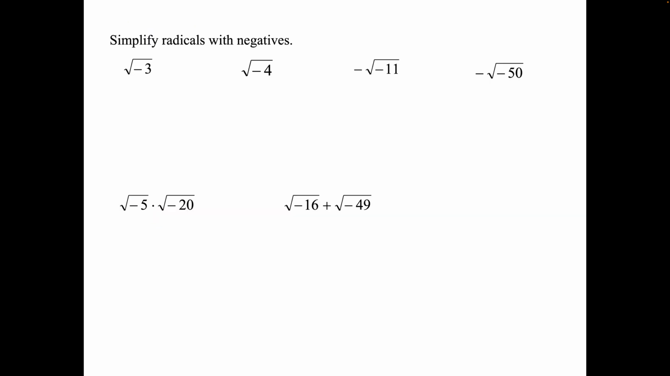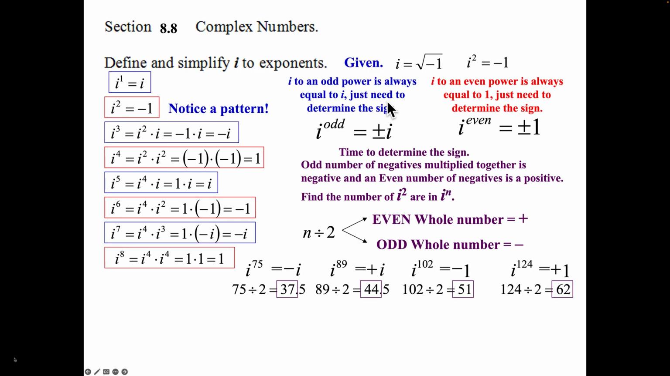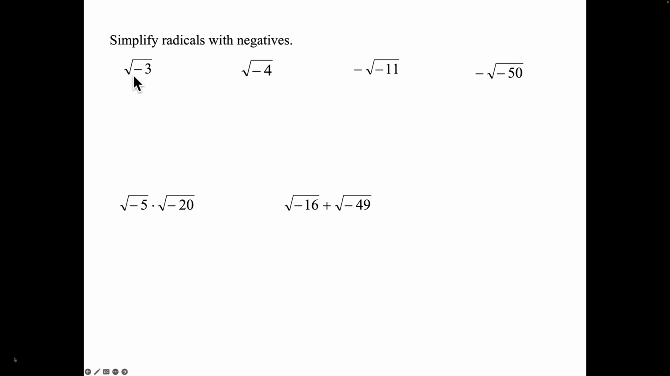All right, next we're going to simplify radicals with negatives in them. So we know that the square root of negative 1 gives us an i. So what we want to do is factor this negative 1 out of every negative radical we encounter. By definition, the square root of negative 3 is the square root of negative 1 times 3, and then we can separate this as the square root of negative 1 times the square root of 3. And the square root of negative 1 is i, so it's i times the square root of 3. That's my final answer.